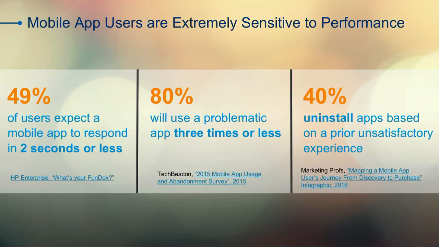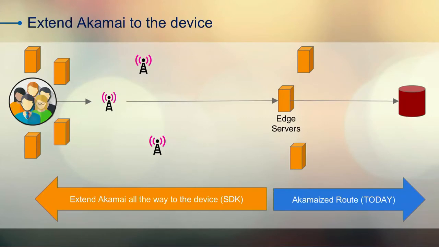So if you get it right, there's a lot of upside, but if you get it even a little bit wrong, it's really bad. So the solution here that we're trying to recommend is, you've been Akamizing from this side of the world today, origin to the Akamai edge, and then the edge delivers everything. But with the SDK, you can extend the Akamai functionality to the device.